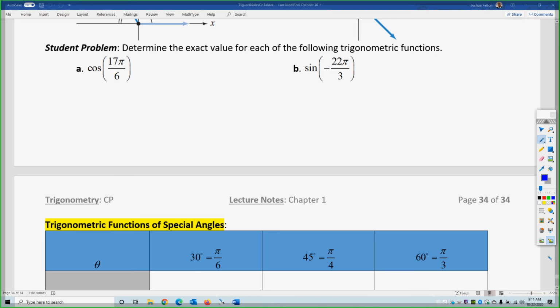Okay, so we have cosine of 17 pi over 6. So 2 pi, in terms of sixths, is 12 pi over 6. 17 pi over 6 minus 12 pi over 6 gives me 5 pi over 6. So this is the same as the cosine of 5 pi over 6, which is not a reference angle, however.